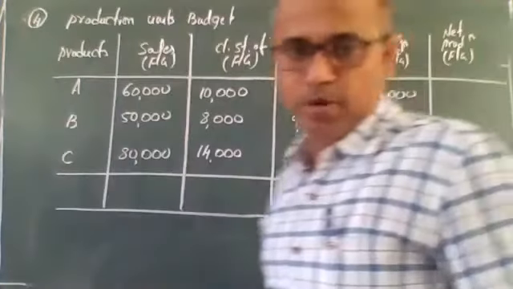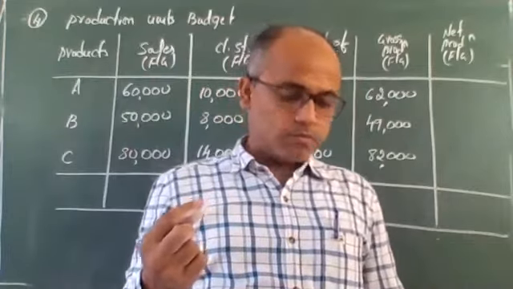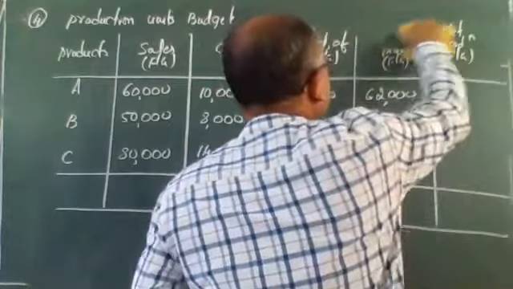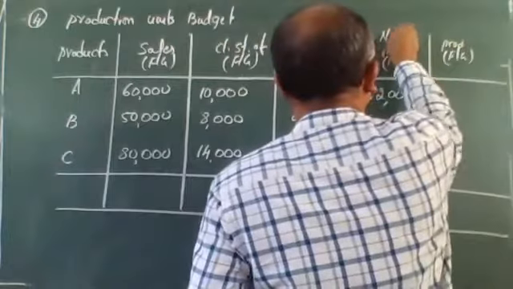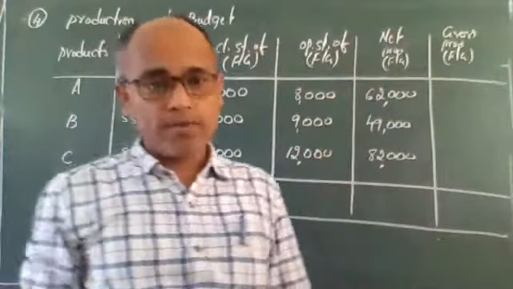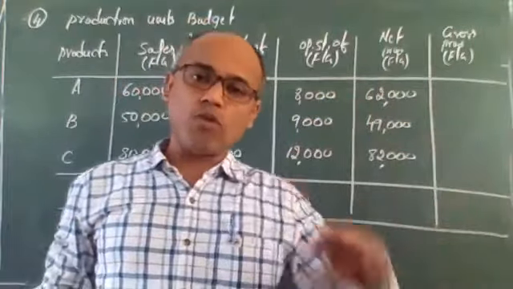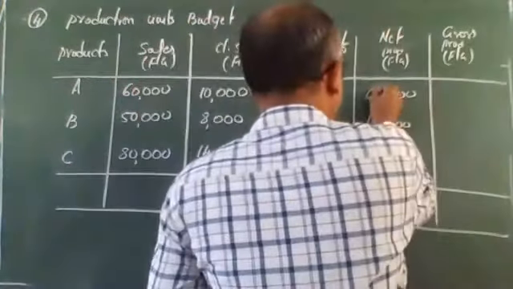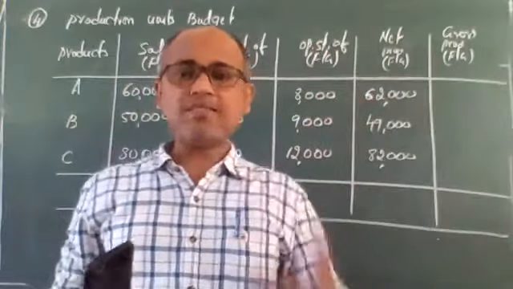So how do you find out the net production? Listen carefully. I think this should not be the gross production. What we got is net production. I have to put this as net here and this as gross. Why? Because if you're producing 62,000 gross, from that if you remove loss, it will be less than 62,000.